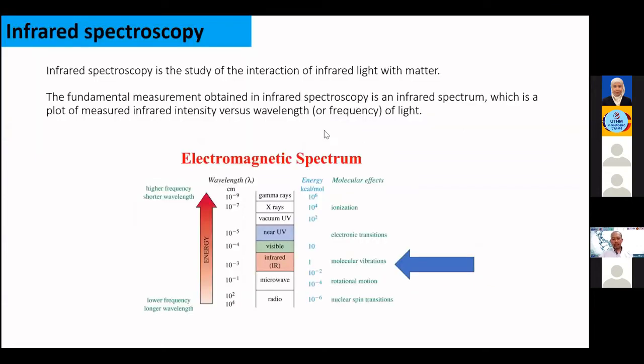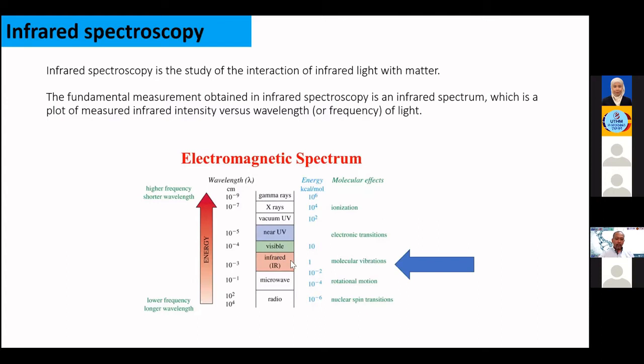Okay, we go to the next characterization technique, which is infrared spectroscopy. First you need to understand that all materials have interaction with electromagnetic energy, such as microwave, infrared, visible, UV, X-ray, and also gamma rays. For gamma rays, for example, the materials will be ionized, because this is the molecular effect of the material after it interacts with the electromagnetic energy.